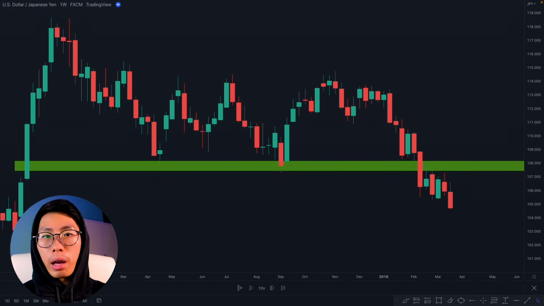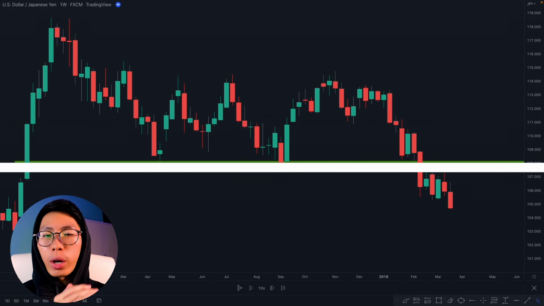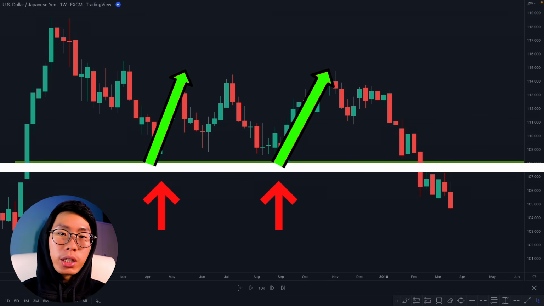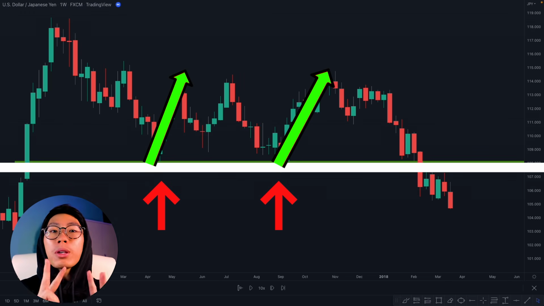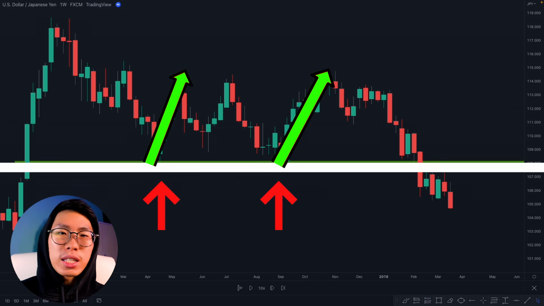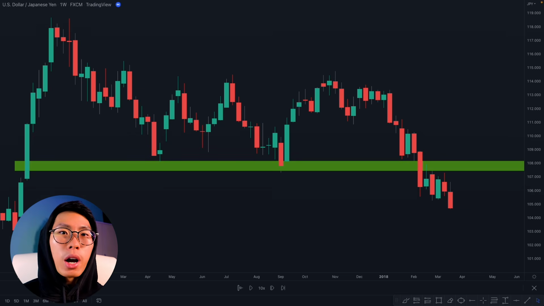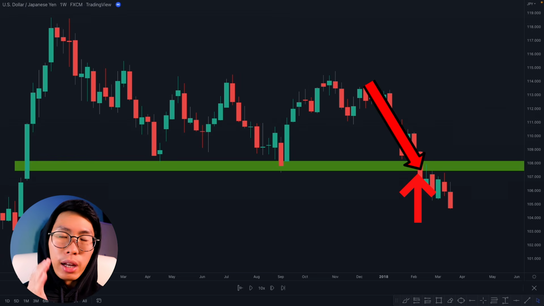Here's another example. We can draw a support level right here, because whenever price comes back down here, it always ends up reversing and heading back up. Not once but twice. Two times it failed to break past this level, just like your ex. And right now, price is coming down to this support level again.